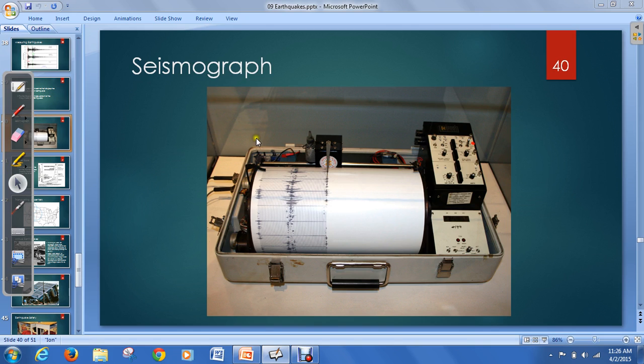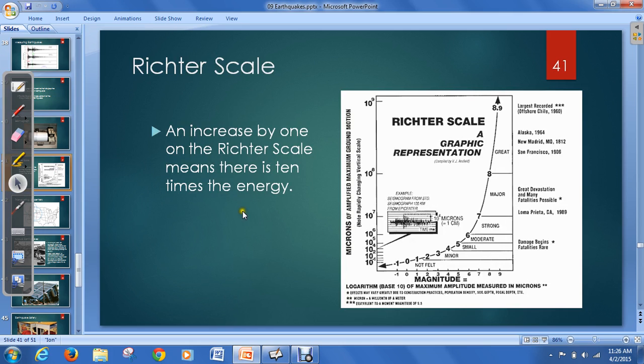After they get that measurement from the seismograph, they look at the distance these lines went on the paper, and based on how far those moved, they give it a Richter scale assignment. How the Richter scale works is it's a log scale, meaning it multiplies itself as you go up. An increase by 1 on the Richter scale means there's 10 times the energy. So if I'm a 6 on the Richter scale and I move to a 7, there's 10 times more energy from a 6 to a 7.